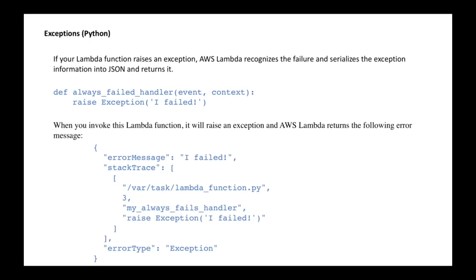I'm going to paste this; you can refer to that. If your Lambda function raises an exception, Lambda recognizes the failure and serializes the exception information in JSON format, like the example below. You can write your own custom exceptions. That's the idea behind it.